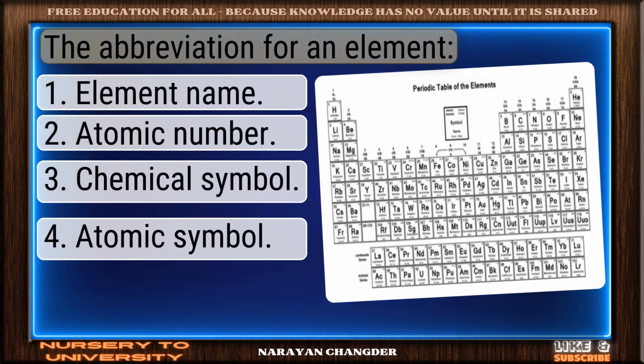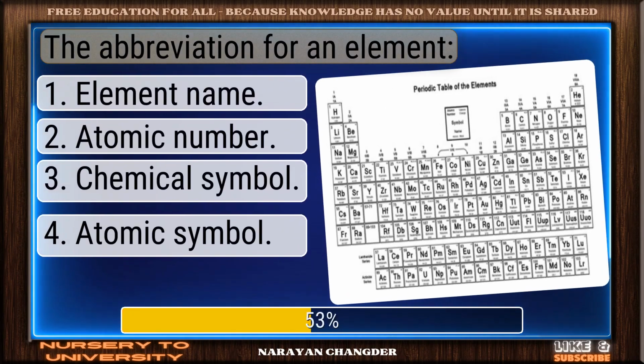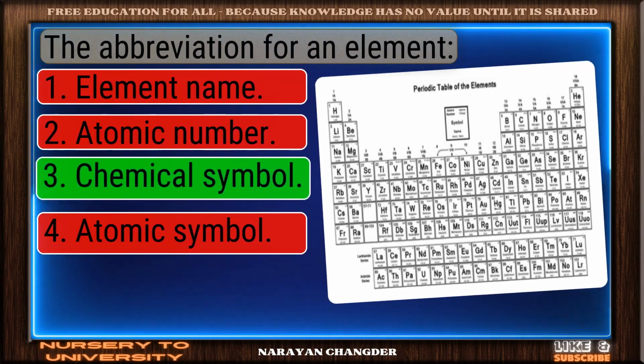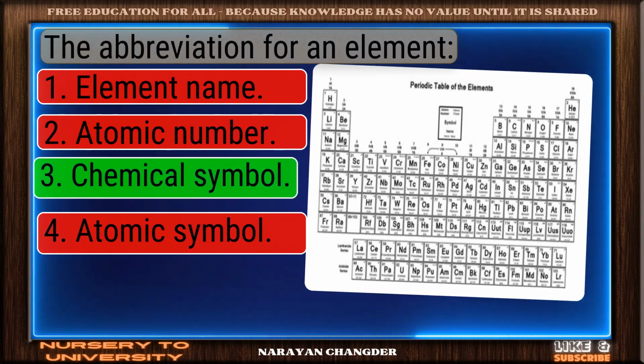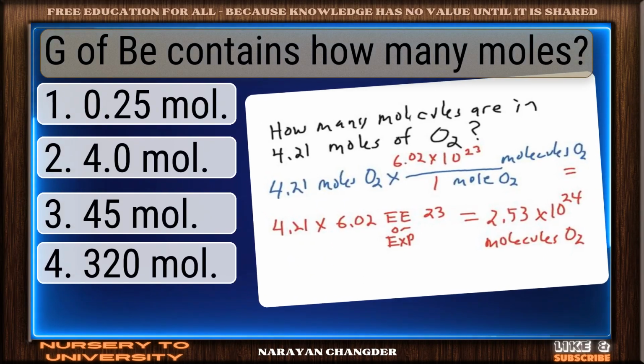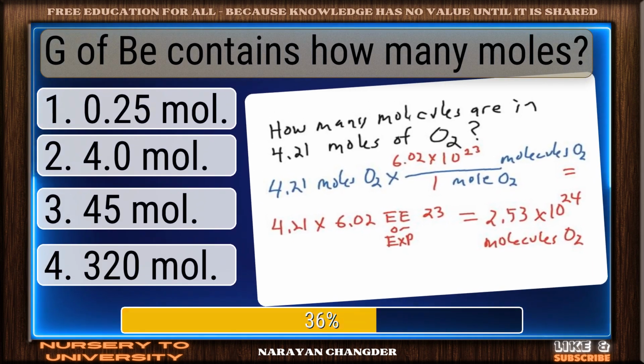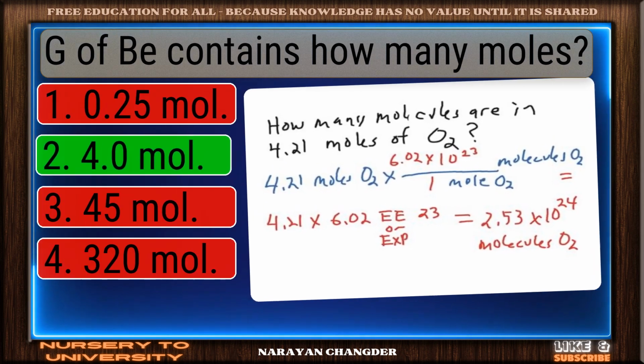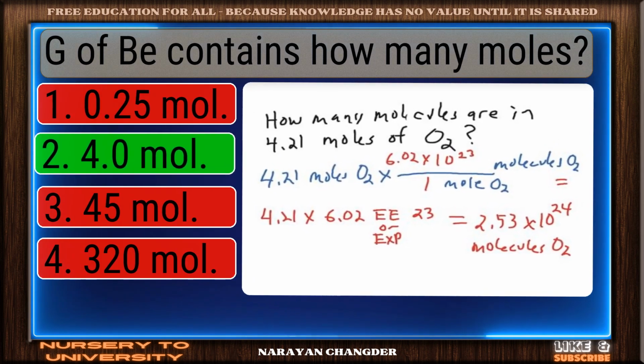The abbreviation for an element. You got it. Your choice, chemical symbol, is right. G of B contains how many moles? Bravo, 4.0 mole is the answer.